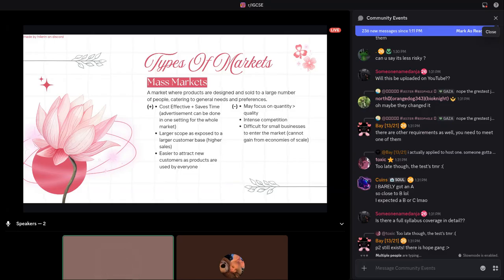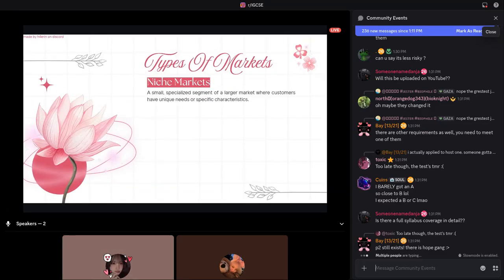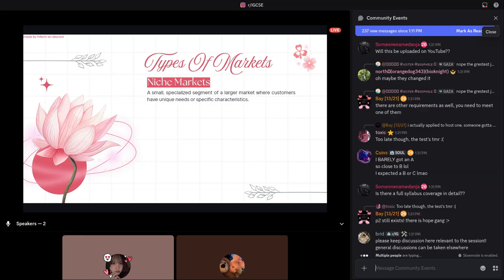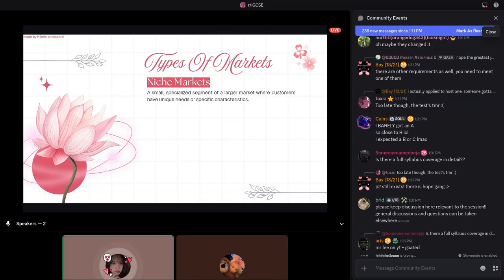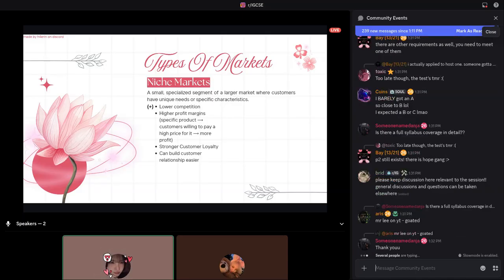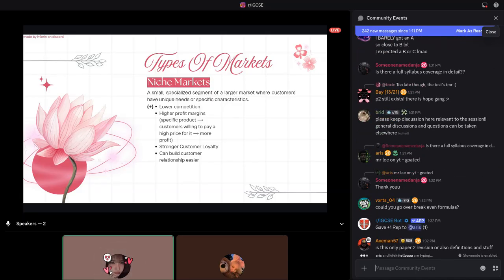Next there are niche markets. A niche market is a small specialized segment of a larger market where customers have unique needs or specific characteristics. The advantages would be lower competition. Next, higher profit margins because there's a specific product. So customers will be willing to pay a high price for it, which means more profit. Stronger customer loyalty, and you can build customer relationships easier because in niche markets, you are way closer to the customer.